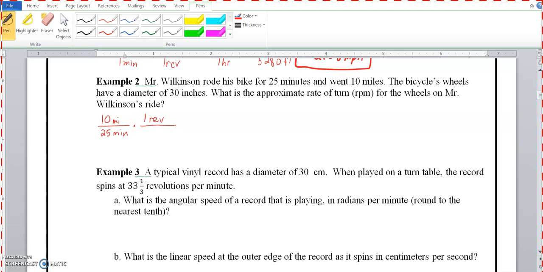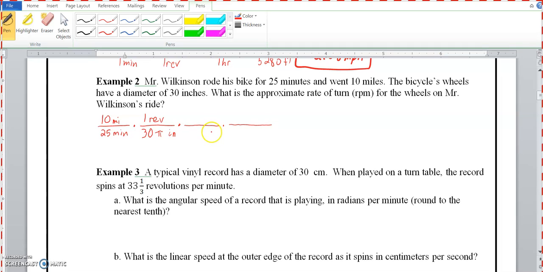One revolution of the bicycle is a circumference of the bike tire or wheel. And what we know is the diameter is 30 inches. So one revolution is 30 pi inches, right? Because it's pi times diameter. So at this point, we've gotten revolutions to the top. We have minutes in the bottom. The problem is we have miles and inches, and we need to get rid of both of those. So we need 2 conversion factors. Doesn't matter the order.